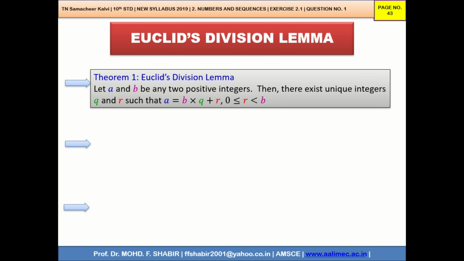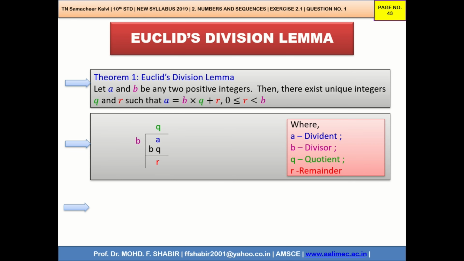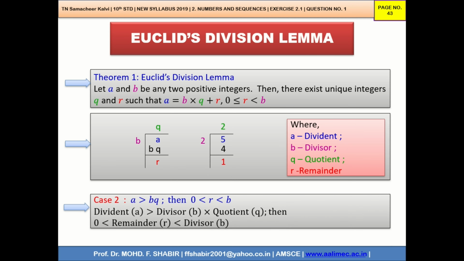Again I am writing the Euclid's division lemma for your reference. Now again I will try to substitute the values in integers for the given variables. I am taking a equal to 5, divisor is 2, 2 2's are 4. So therefore quotient is 2, bq is 4, remainder is equal to 1. Now here you can see a is 5, bq is 4. Therefore a is more than bq. Therefore we have a remainder here. So case 2, if a is more than bq, then r is more than 0 and less than b. Dividend a is more than divisor b into quotient q, then remainder is more than 0 and less than divisor.